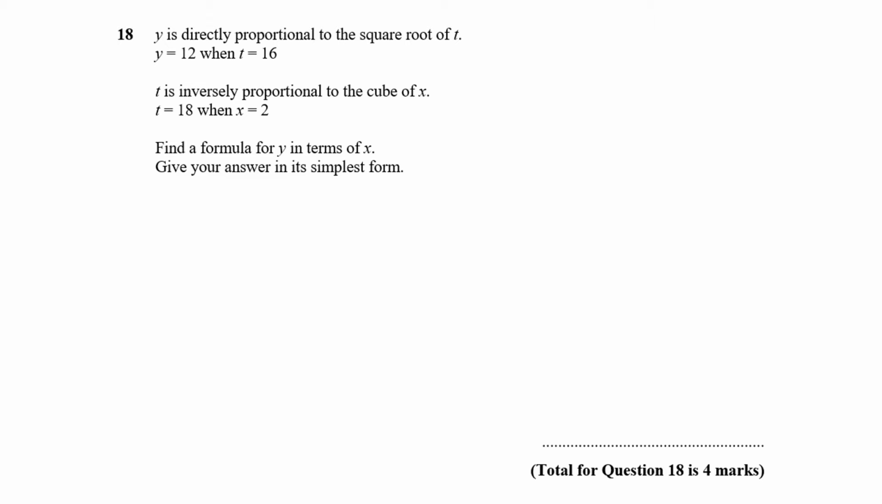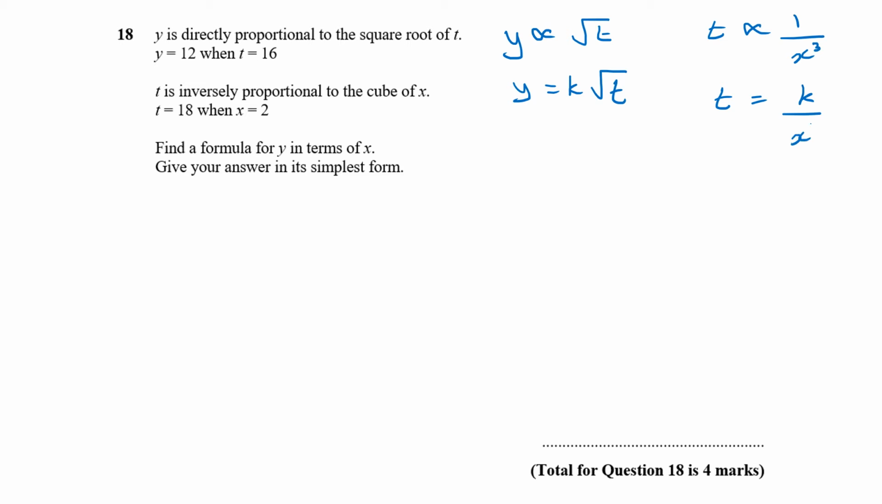Question 18. Y is directly proportional to the square root of t. So y is directly proportional to the square root of t, which we can write as y equals k root t. T is inversely proportional to the cube of x. So t is proportional to 1 over x cubed. Inverse proportion is 1 over, and the cube of x is x cubed, which means that t equals k over x cubed.